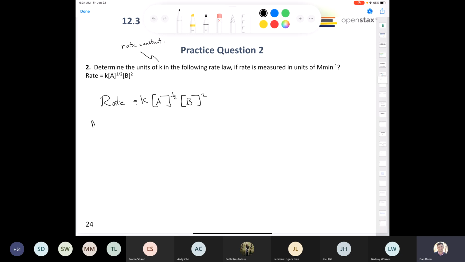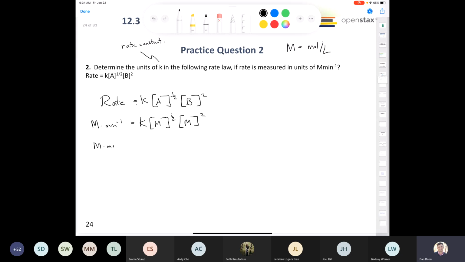Another way we could say this is our rate, which is in moles per liter per minute, is equal to K times the concentration of A, which is going to be in molar, right? Remember, big M equals moles per liter, to the power of 1/2, times the concentration of B, which will also be in molarity, squared. So what do we do when we have two exponents on two numbers that we're going to multiply? We add those exponents, don't we? I'm not going to reteach algebra, but that's what we have to do.